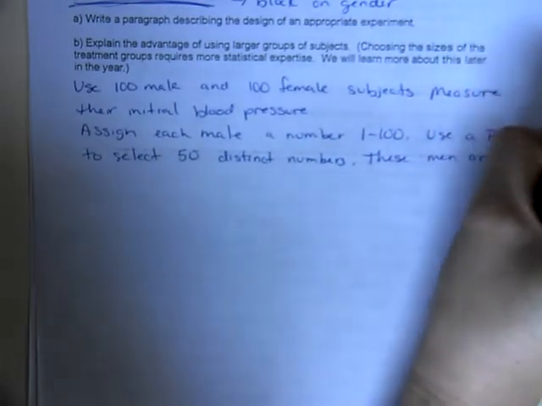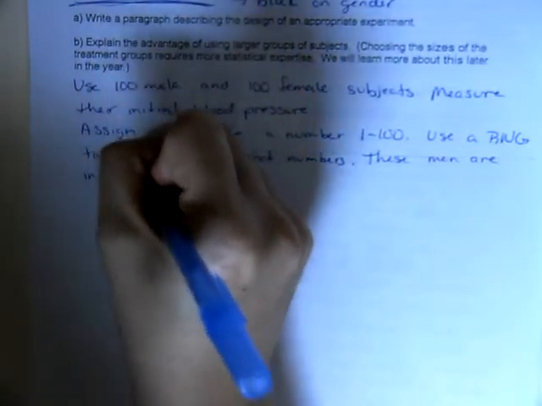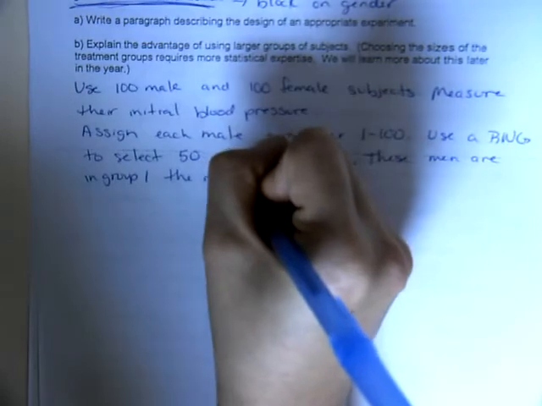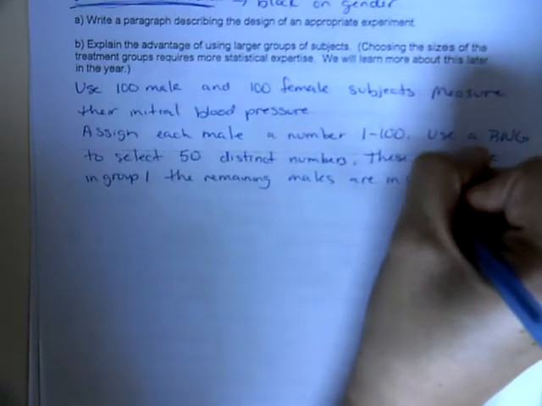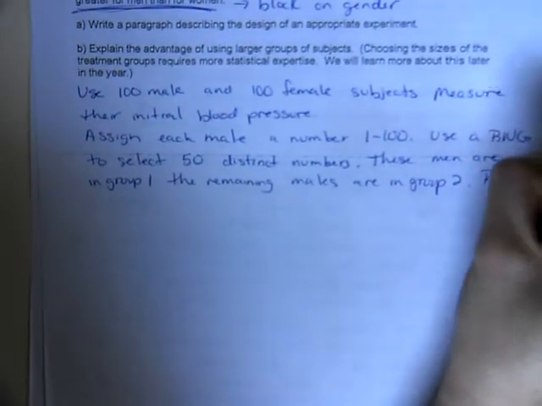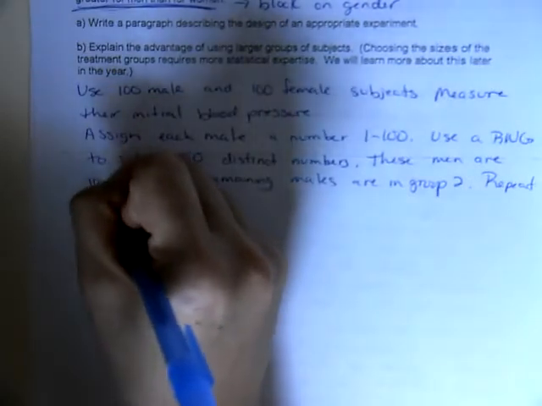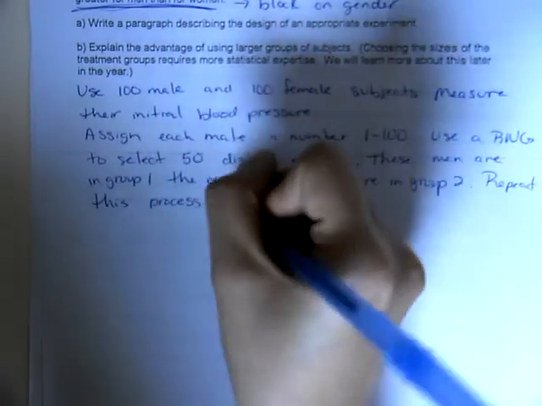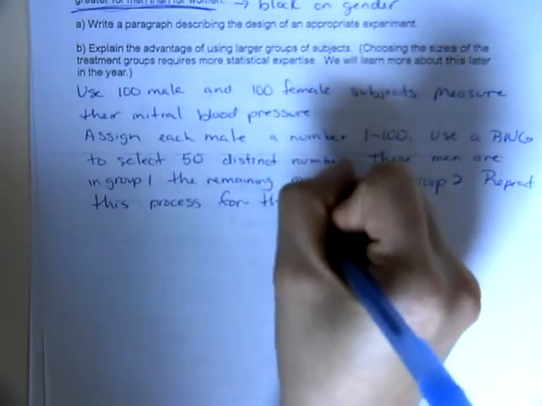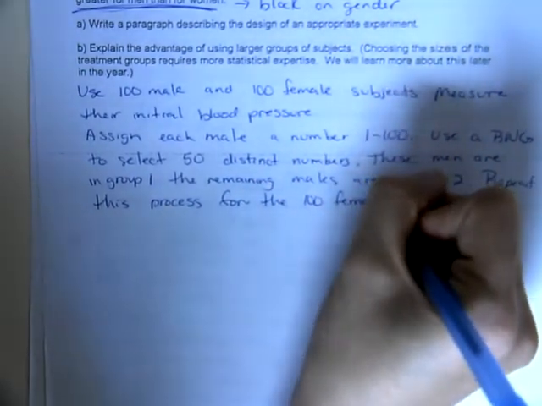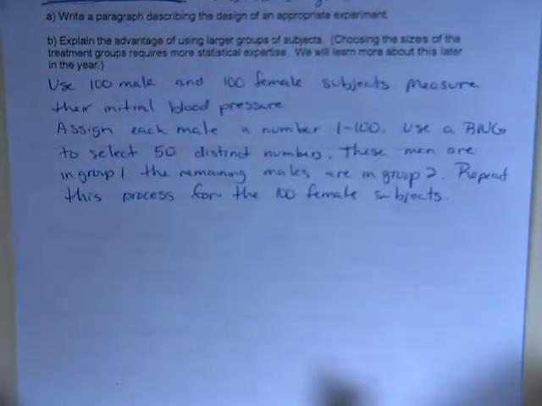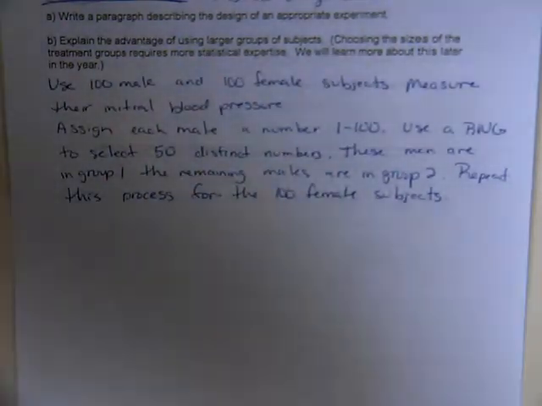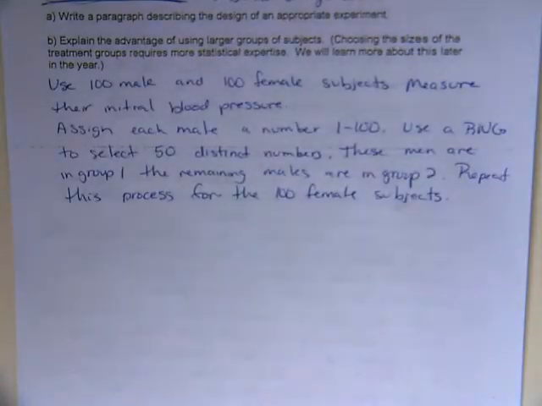These men are in group 1. The remaining males are in group 2. Repeat this process for the 100 female subjects. So if you're going to block, explain what you would do with one block and then just say repeat with this other block. So now I need to assign treatments to groups. So I got 2 groups. I'm going to flip a coin.